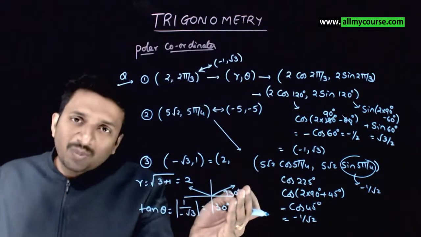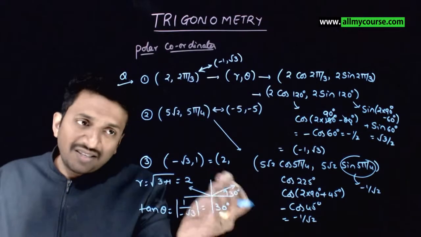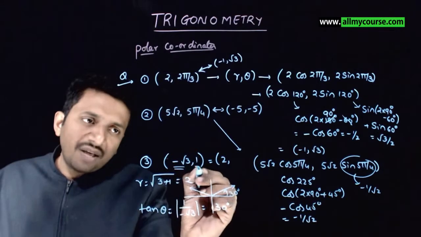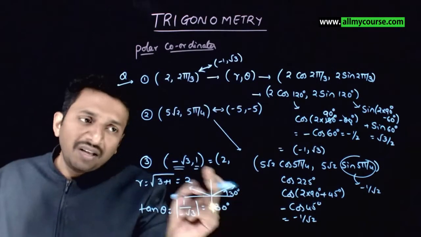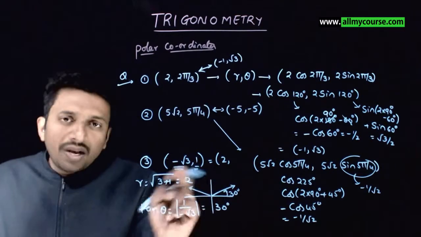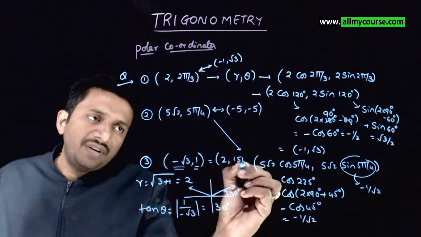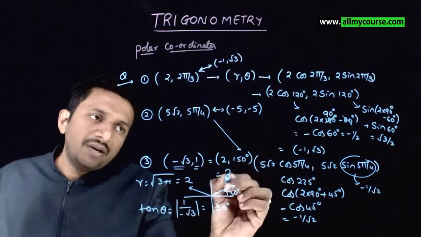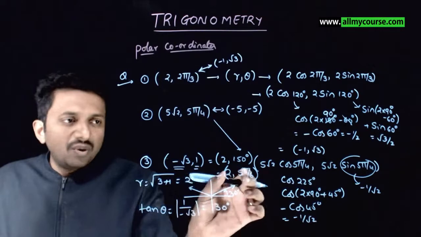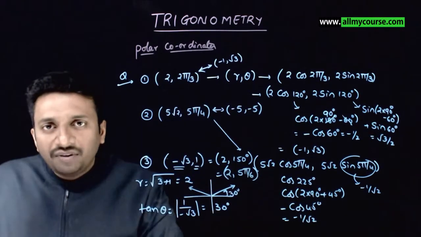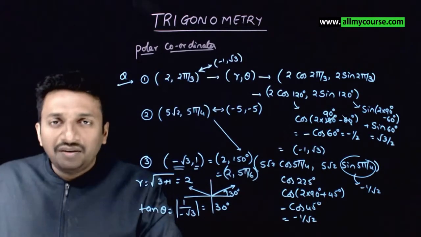Now what is the corresponding angle of 30 degrees in the second quadrant? Because x is negative and y is positive, the point lies in the second quadrant. So corresponding to 30, the angle in the second quadrant is 180 minus 30, which is 150 degrees. That is equal to 2 comma 5 pi by 6. So this will be the corresponding polar coordinate for this Cartesian coordinate. Thank you.